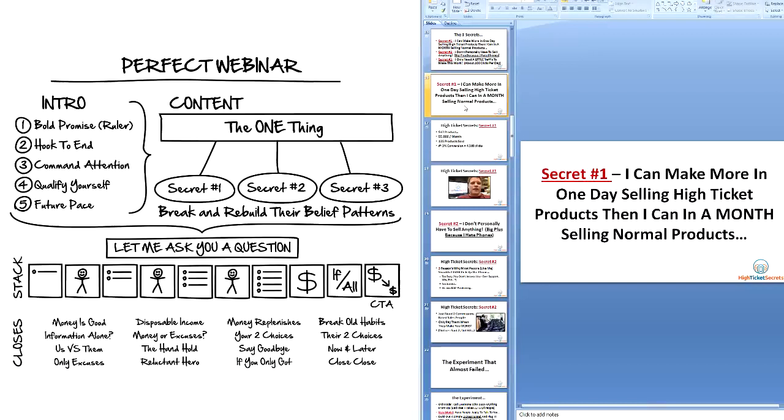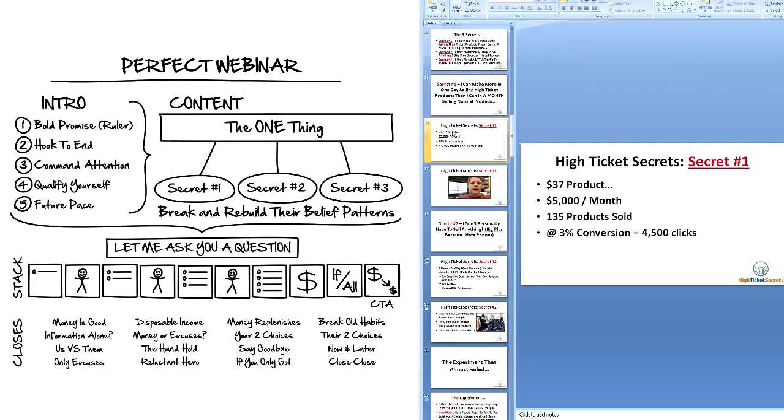Now notice that my secrets are typically backwards from what most people are thinking or what most people believe. I'm trying to break a belief pattern. That's why down here you see break and rebuild their belief patterns. So most of the people I'm talking to are selling ebooks, network marketing opportunities, low ticket stuff. And so I've got to break that first paradigm, that first belief pattern. So the first thing to do is I break this pattern.